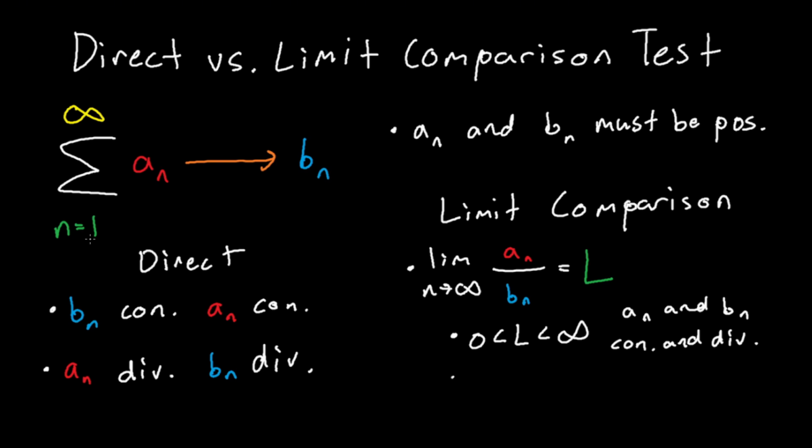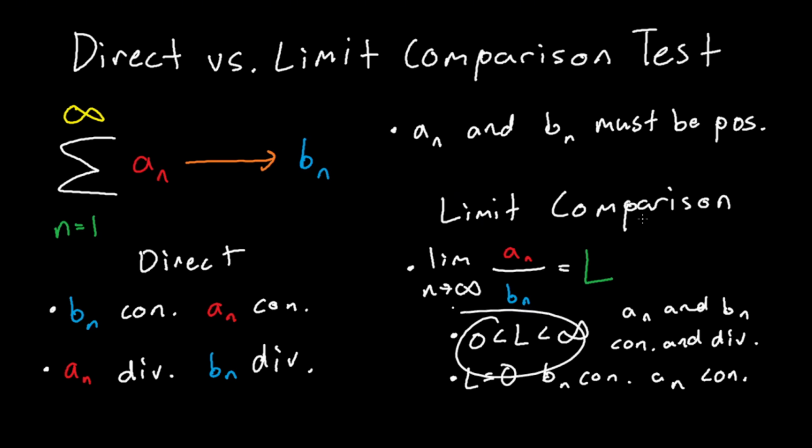All right. Well, what if L is equal to 0? Well, if L is equal to 0, then the condition is if B of n converges, then A of n also converges. And only that. So if the answer for your limit, L, after taking the limit as n goes to infinity, is equal to 0, then if B of n converges, A of n also converges. Now, what if B of n diverges? Well, there you go. Your test is going to be inconclusive.